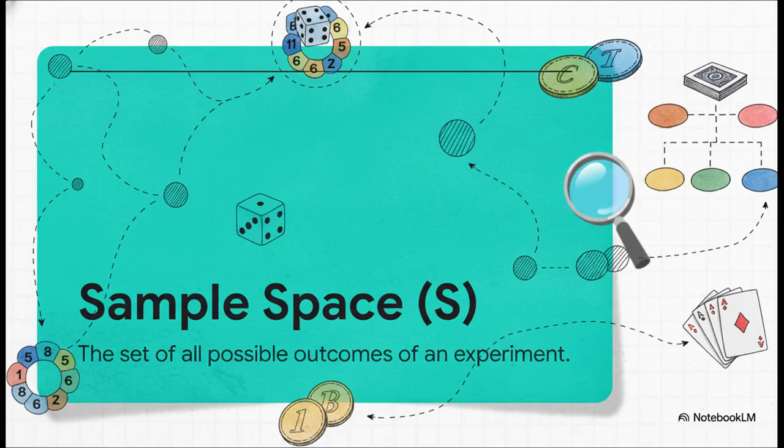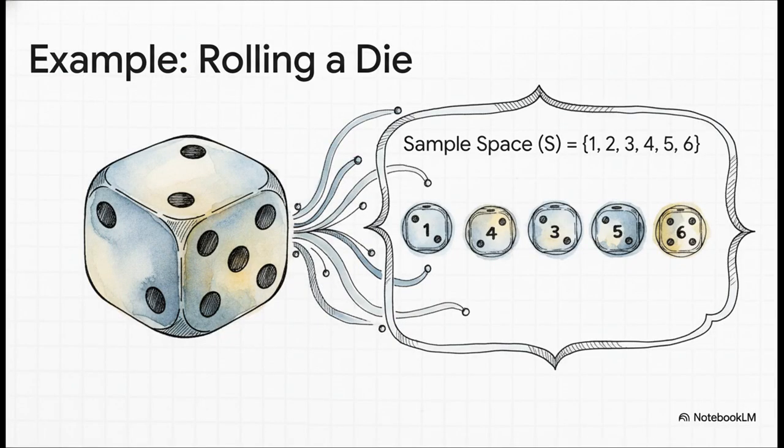Think of this as your complete map of possibilities. It is a full list of every single unique thing that can happen in your experiment. Figuring out your sample space is always step 1. Let's go back to our trusty die roll. What's on the map? Well, you can roll a 1, a 2, a 3, a 4, a 5, or a 6. That's it. That little set of 6 numbers, that's your entire sample space.